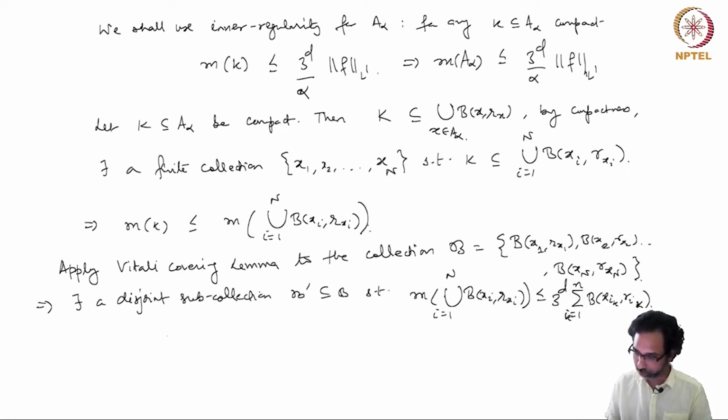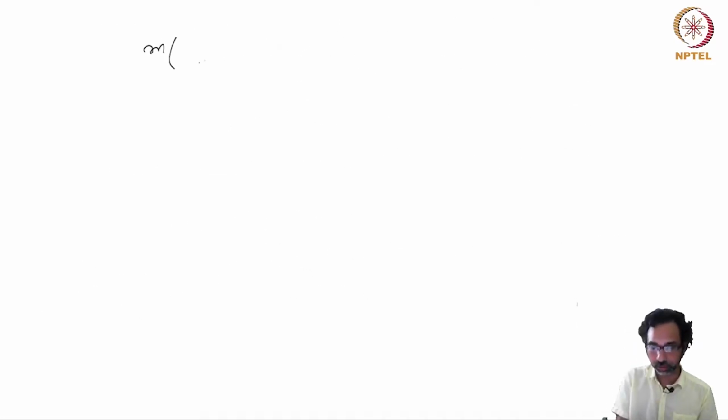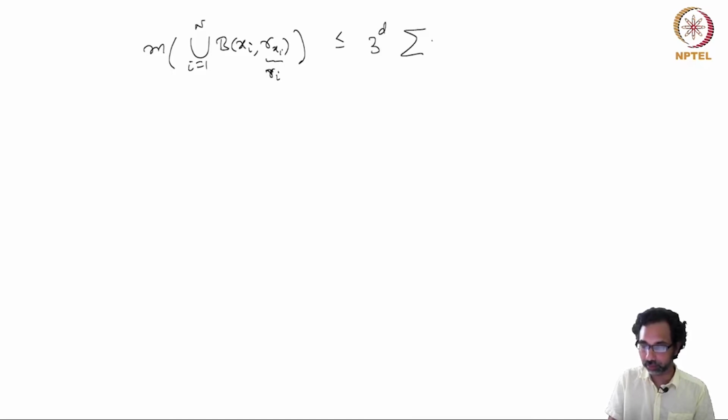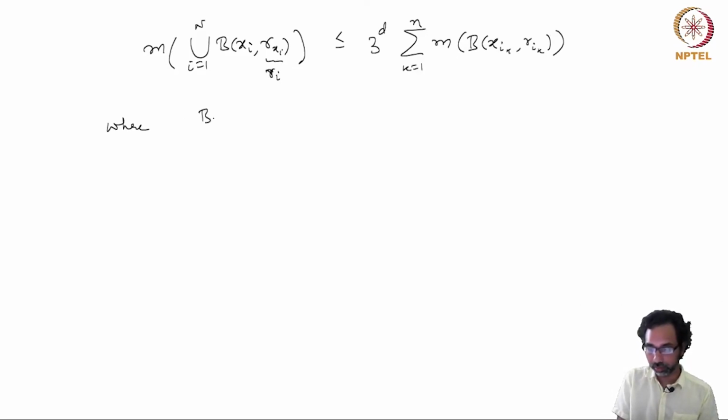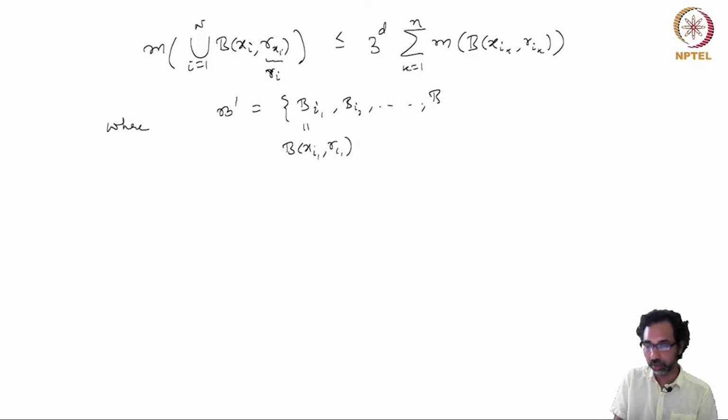So let me write this in a new page. So this is wrong. Such that we have the measure of the union i equal to 1 to capital N of B(x_i, r_i). So let me just write r_i for short. This is less than or equal to 3 to the power d times the sum k equal to 1 to n of B(x_ik, r_ik), where this subcollection B prime is this collection, so each B_ik is B(x_i1, r_i1) and so on, up to B_in.